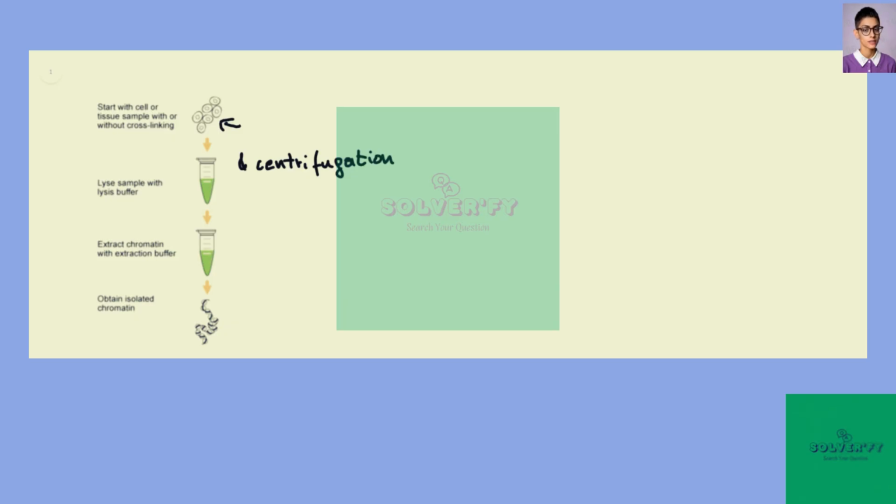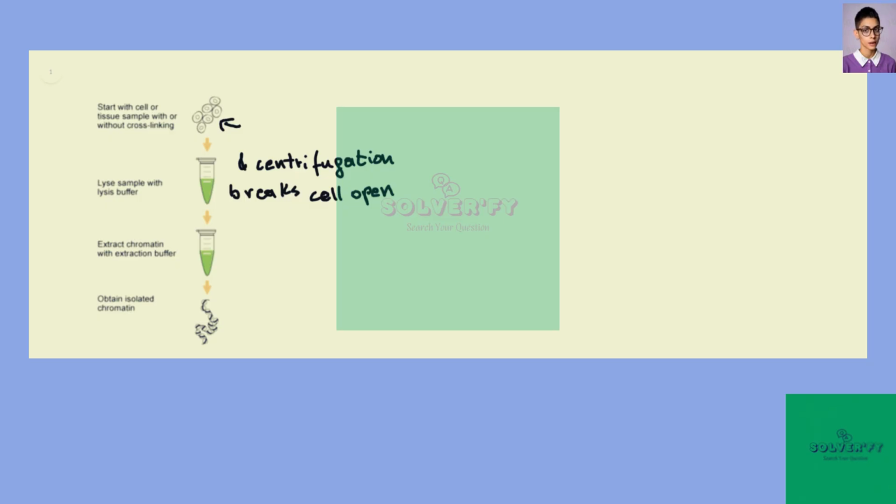And lysing basically breaks the cells open so that the DNA is now out in the solution. And then once the DNA is out in the solution, you extract the chromatin. So chromatin is the DNA bound around histone proteins. Okay, so there are proteins that help the DNA get organized in the nucleus. The DNA complex with all the helping proteins is chromatin.